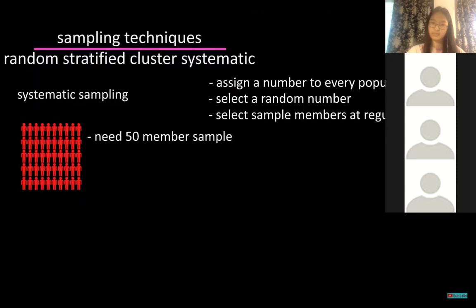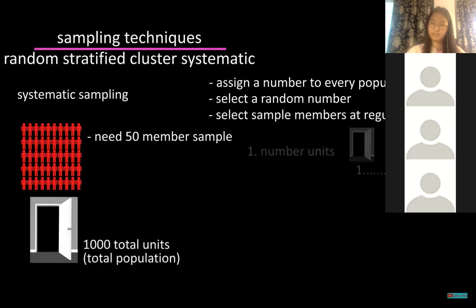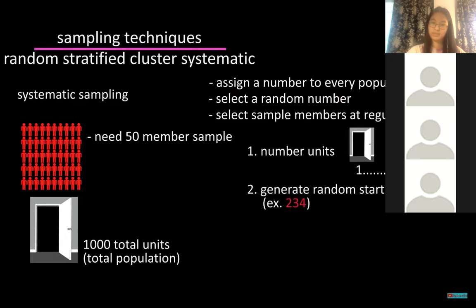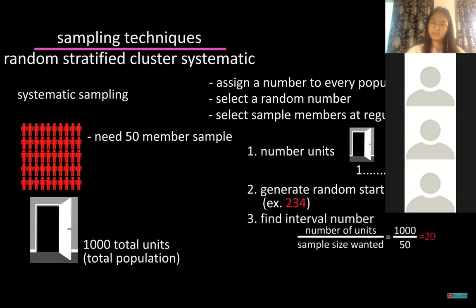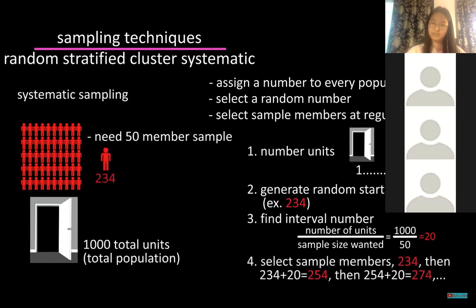You would want to get, say, a sample of 50 members. If there were 1,000 units in the complex, you could number the units 1 to 1,000 and generate a random starting number, say 234. Since you want a sample of 50, you could divide 1,000, the number of the population, by 50 to get 20, which would be your interval number. So 234 would be selected for the sample, then 254, which is 234 plus 20, then 274, which is 254 plus 20, and so on until you had your 50 members selected for your sample.